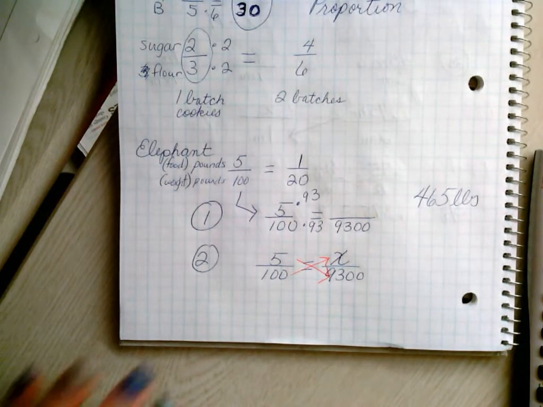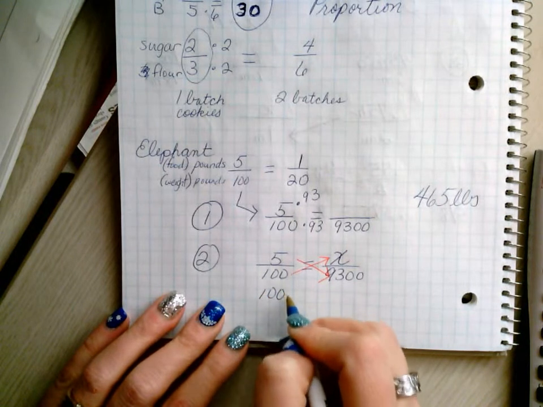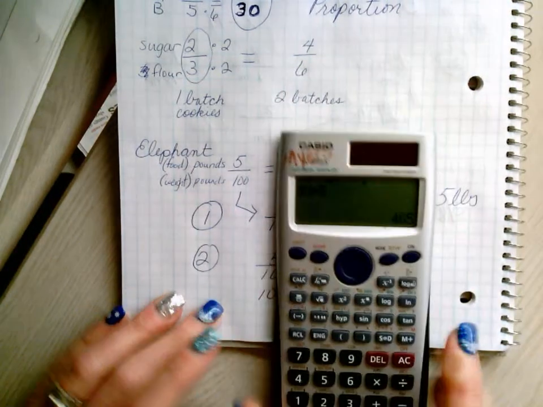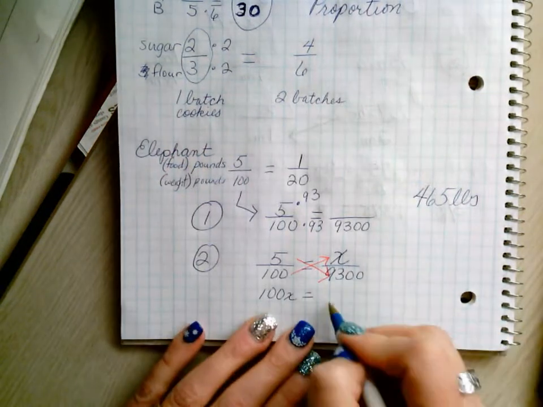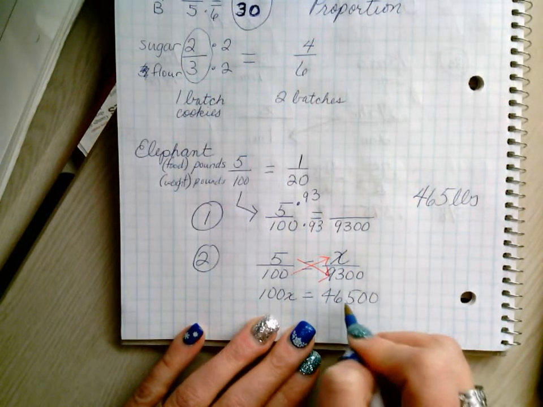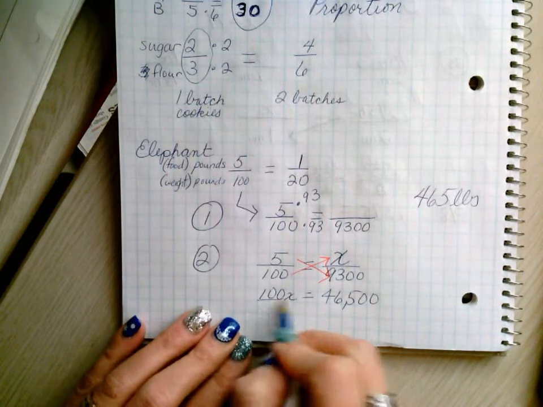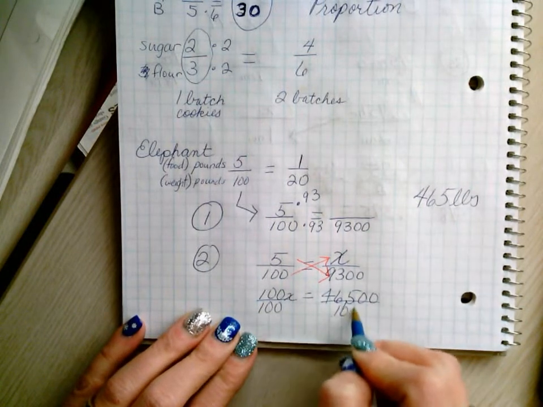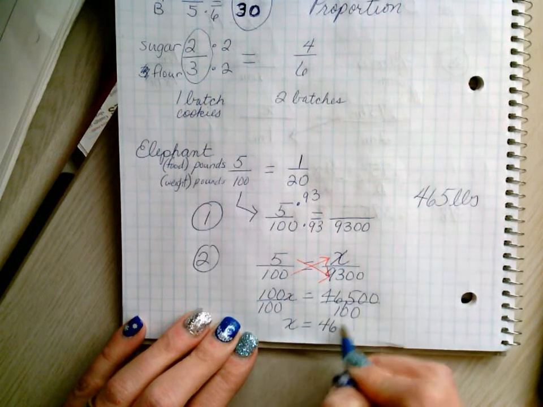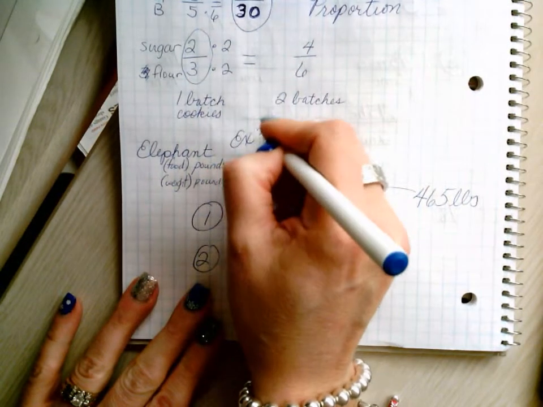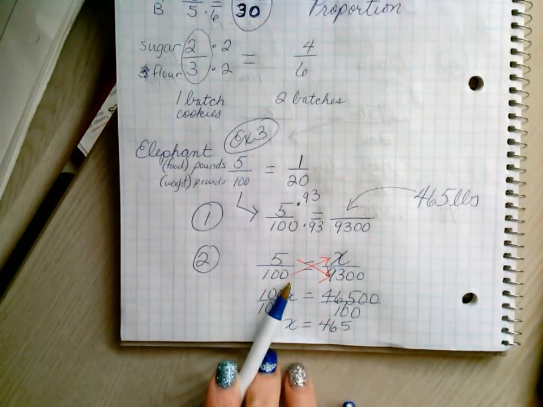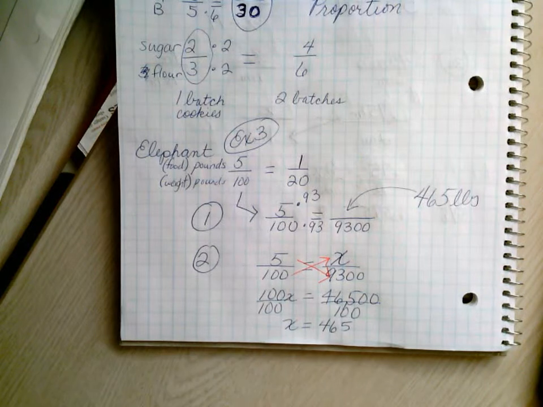So if I say 100 times x equals 9,300 times 5, which is 46,500, and divide by 100 to solve for x, I end up with the exact same answer as I came up with above using the other method. As mentioned, this is example 3. Either of these methods will work for you. Let's go back and start at the beginning with example 1.